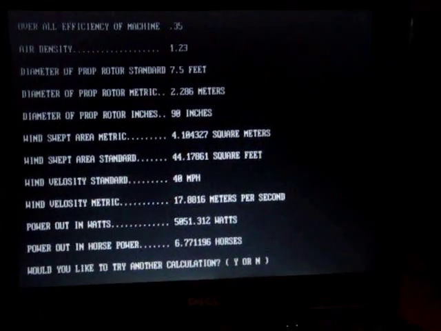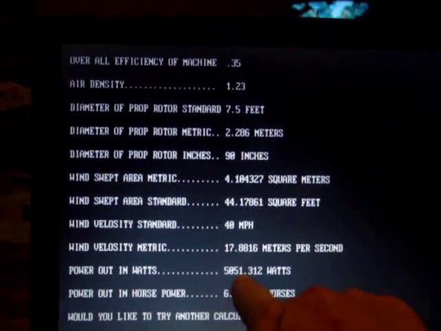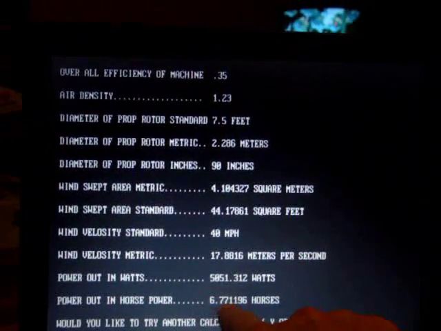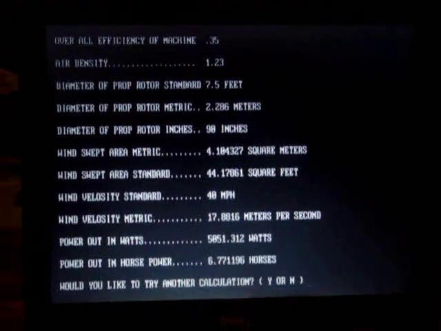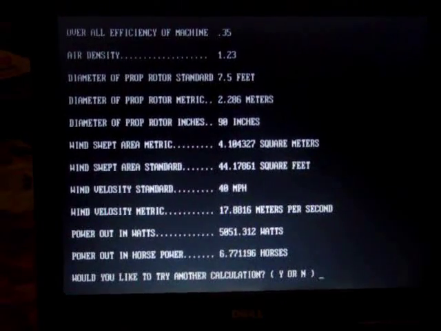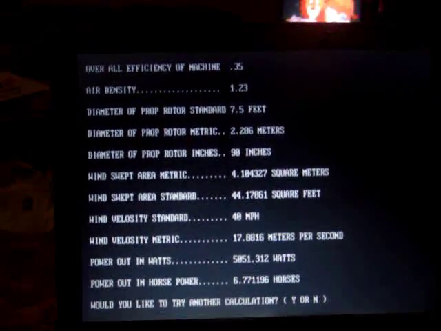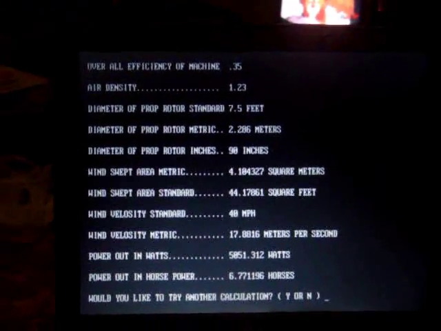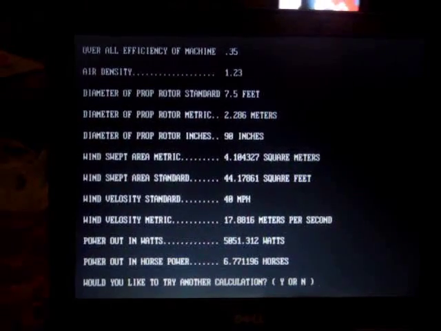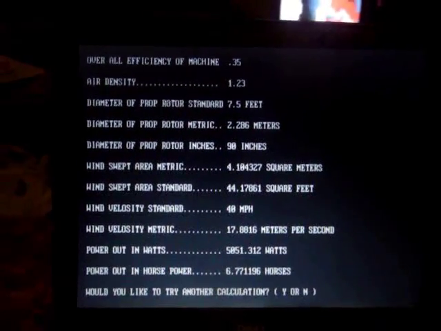There we go. Now I want you to look down here. It's 5,051 watts, and that's 6.77 horsepower. We only doubled the wind. That's the only thing we doubled. Now here's what I've got to explain. When you double the size of your prop, you go up by a factor of 4. But when you double the wind, you go up by a factor of 8. If you doubled your prop and you doubled your wind speed, you go up by a factor of 32 times.